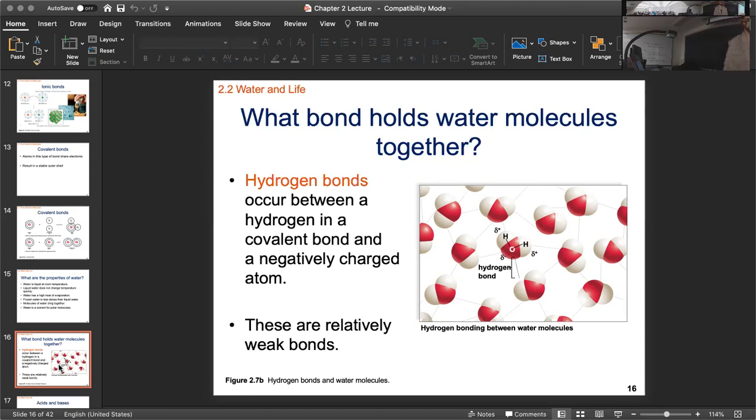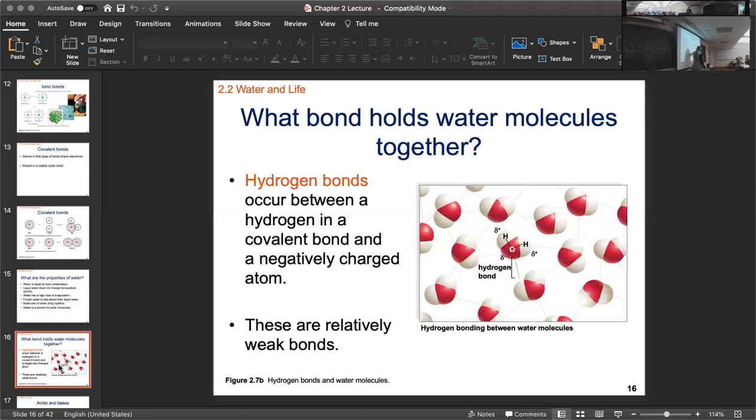Okay, but if I wanted to break down the actual molecule of water, it's going to take a lot more than me just dumping it into a cup. Okay, these occur between hydrogens in a covalent bond, and they are negatively charged atom. So again, here's that example. If you don't like my drawing, here's a drawing from your book, figure 2.7b.